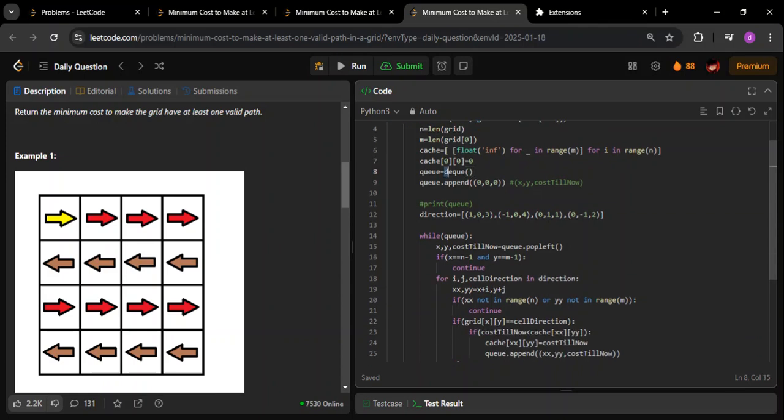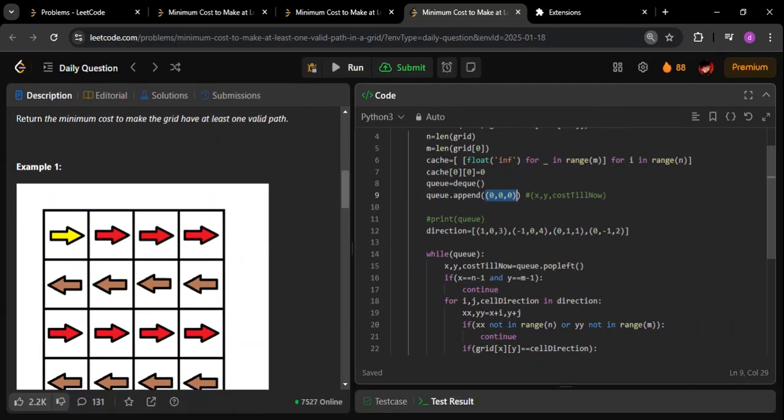You can even take a queue in this particular case, right? And then I'm going to append this whole thing that I'm showing you. This is called a tuple in Python. Okay, this whole thing is called a tuple. This is going to be my element number one. This is being inserted in my queue. Okay, so let me zoom in.